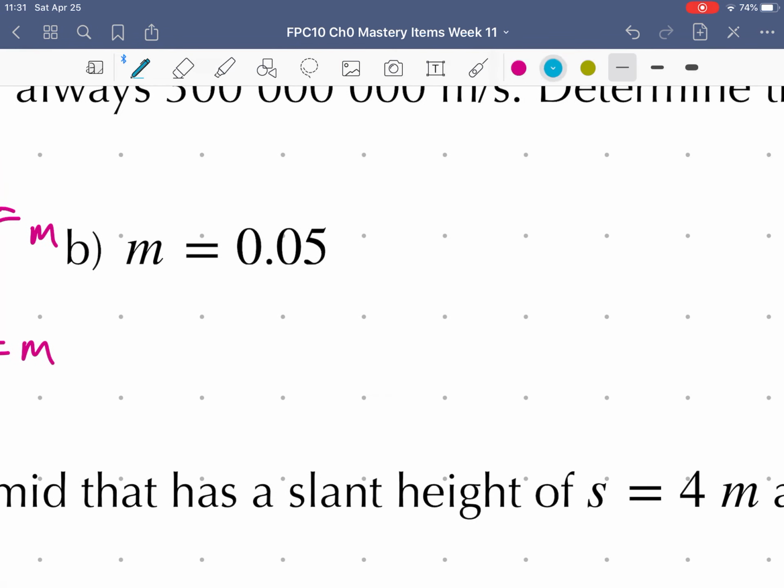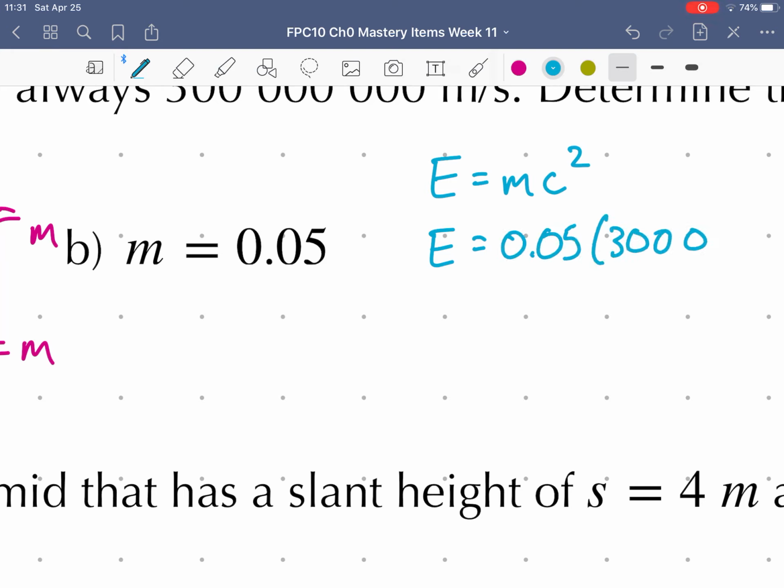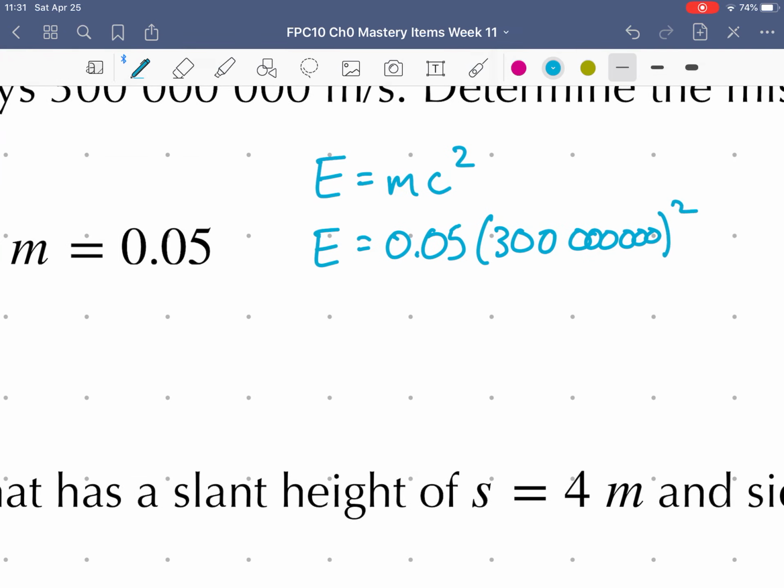All right, letter B. We know our mass. We're asked to find our energy. So let's write out our formula. Energy equals mc squared. So our energy is equal to 0.05 times 300 million, it's a big number, squared.